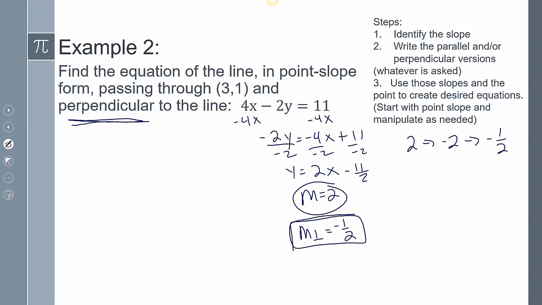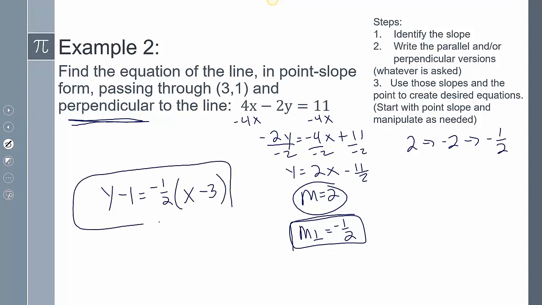So now use the slope and the point to create the desired equation. It's going to be y minus y1 equals m times x minus x1. And that's the point slope form that it's asking for, and so I am done.